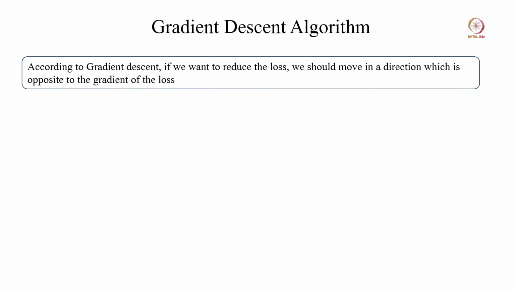So, according to gradient descent, if we want to reduce the loss, we should move in a direction which is opposite to the gradient of the loss function. This is one of the very important points of the gradient descent algorithm: if we want to reduce the loss, we should move in a direction opposite to the direction of the gradient of the loss. Now we will see how my weights are updated after gradient descent.